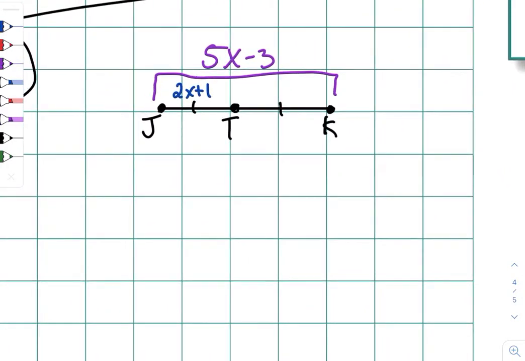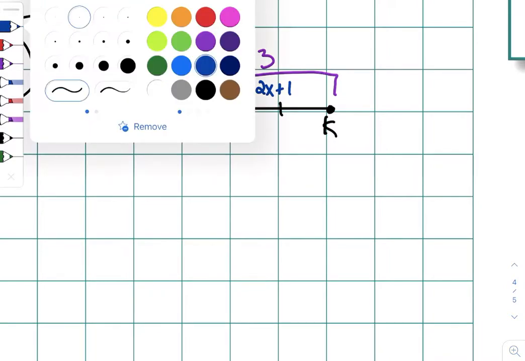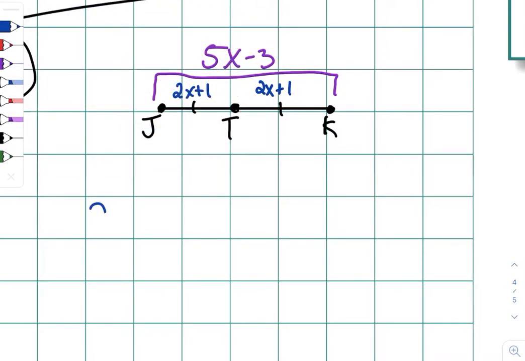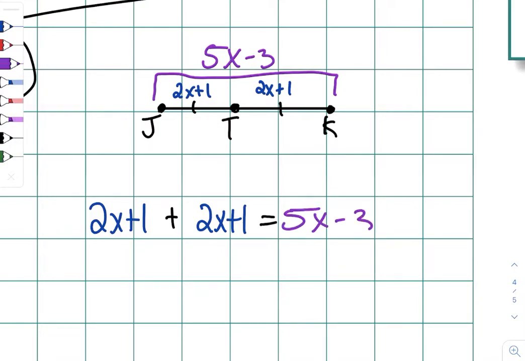So the first thing I would do is label the two halves as being the same. Right? JT is 2x plus 1. TK is also 2x plus 1. That's why we put the tick marks in. That's what makes it being a midpoint relevant. So now I know that the two halves, 2x plus 1 and 2x plus 1, are going to add together to equal the whole. Right? Two halves add to a whole.